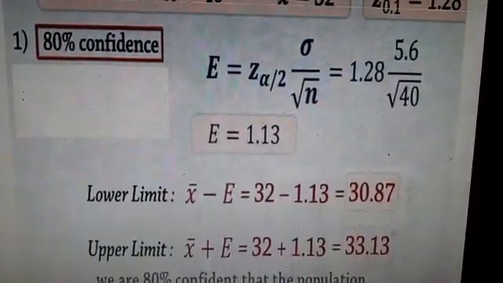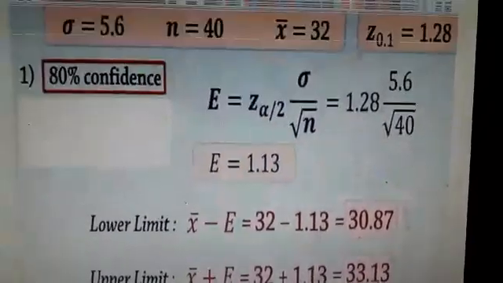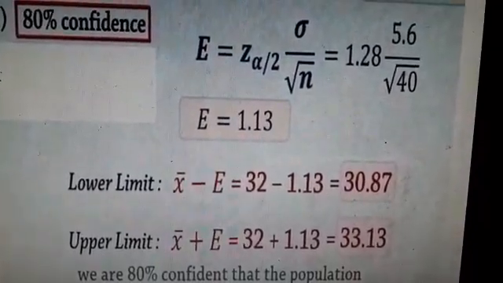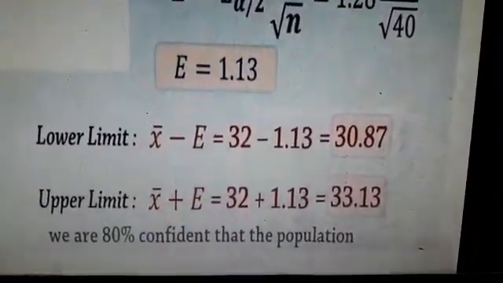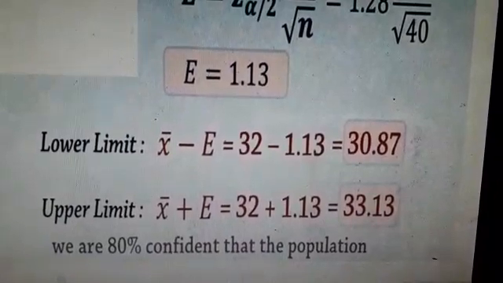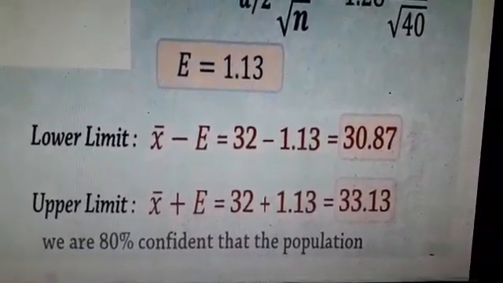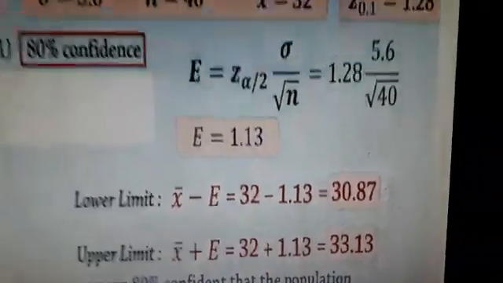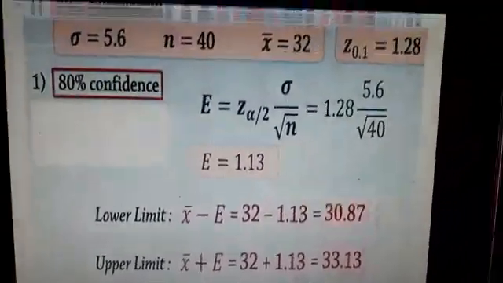Then we get the margin of error from the calculation as 1.13. So now the confidence interval is x bar minus E, that is 32 minus 1.13, which is 30.87, and this is the lower confidence level, and this is the upper confidence level. If the value falls within this particular range, then we are 80% confident that the population mean will contain this particular value. So this is the way we calculate the confidence interval.